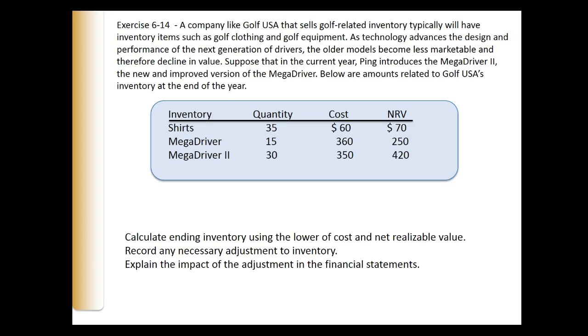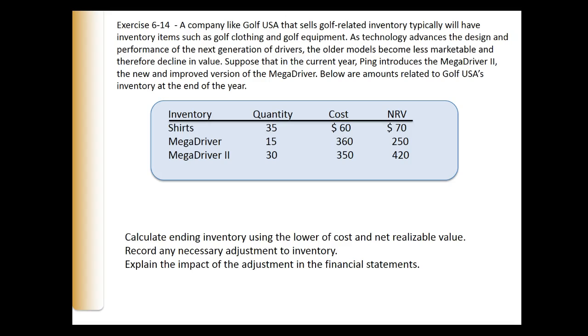So here are some amounts related to Golf USA's inventory at the end of the year. We've got shirts, the quantity is 35, cost of 60, net realizable value 70. The Mega Driver, 15, cost is 360, net realizable value is 250. The Mega Driver 2, the new improved driver, quantity is 30, our cost is 350, and the net realizable value is 420.